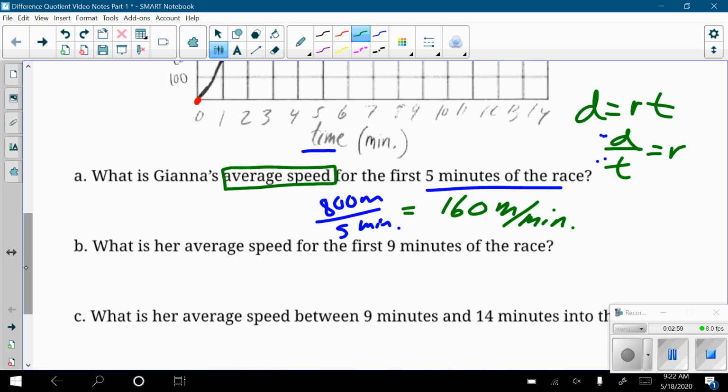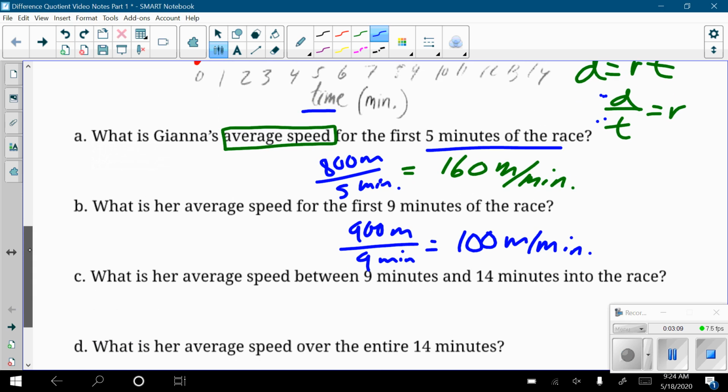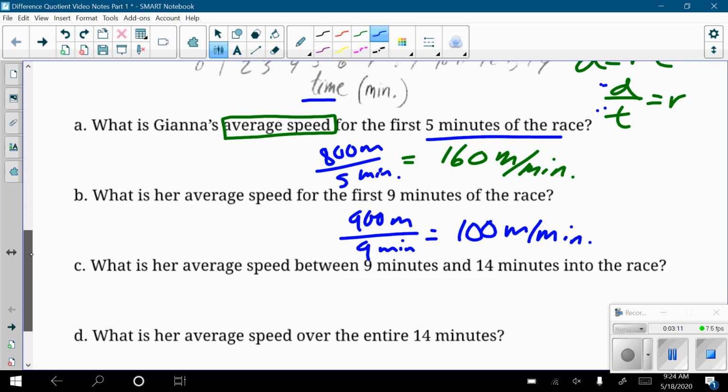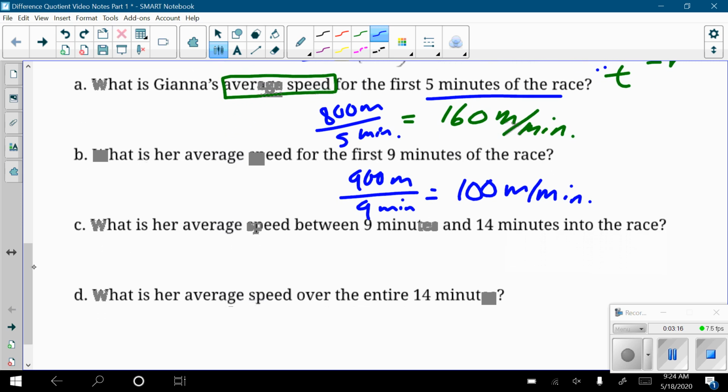Why don't you go pause real quick and you do B. Okay. So I hope for B, that wasn't too bad. She went 900 meters at the 9 minutes, so her speed was 100 meters per minute. Okay. Cool. Next question's a little different.